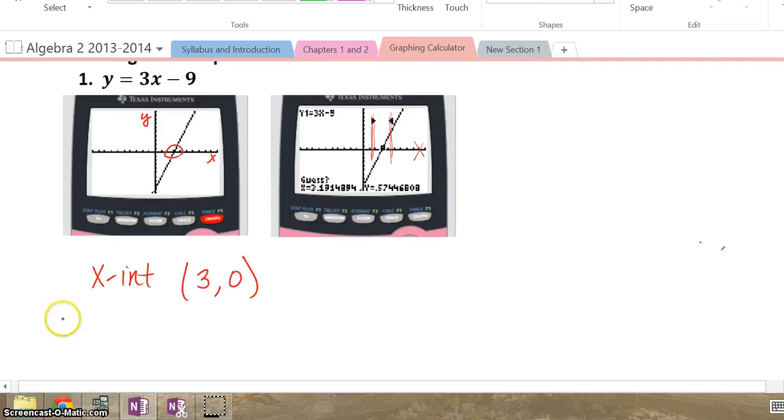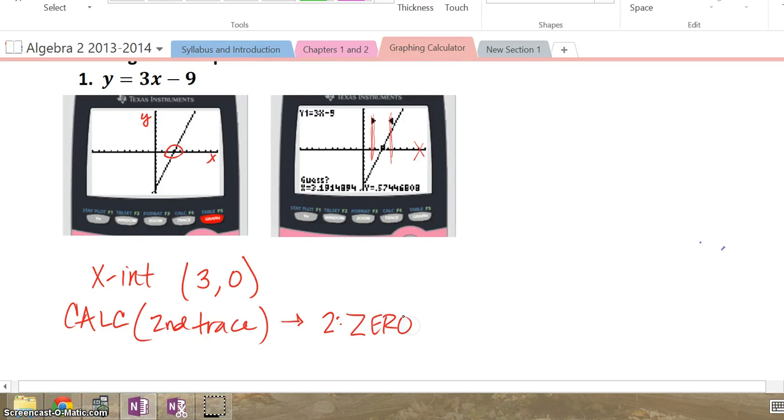Okay, so the basic idea of where you need to go is you need to go to Calc, which is second trace, and then you need to go to number 2, which is 0, and then from there you go left, right, center. So you want to be to the left of it, press enter, to the right of it, press enter, on the center, press enter.